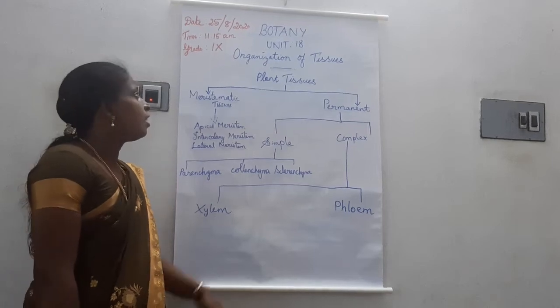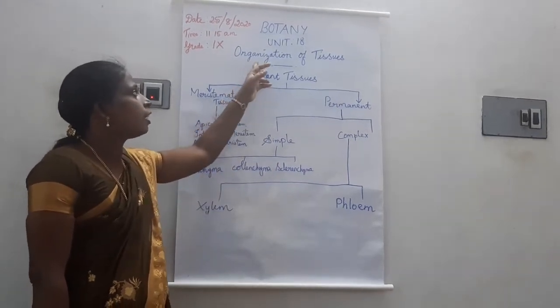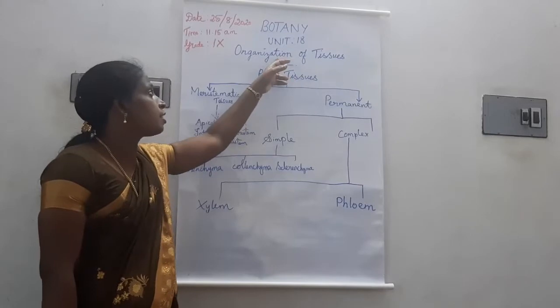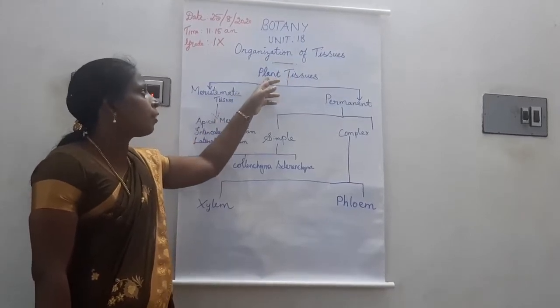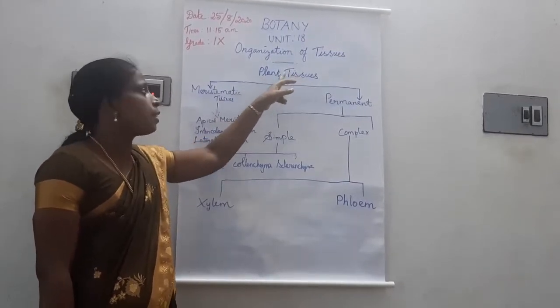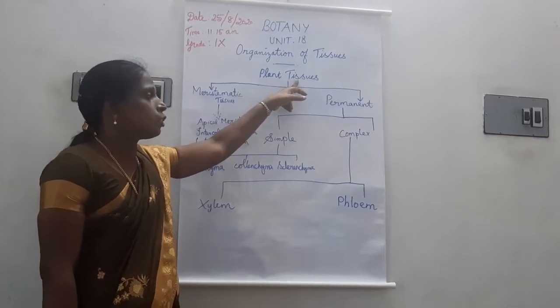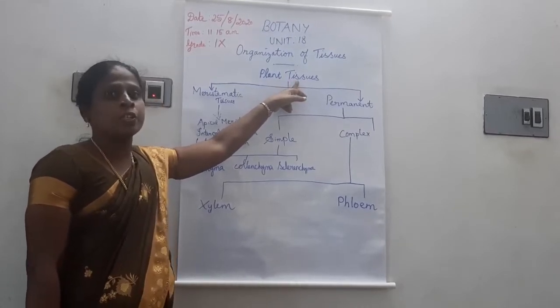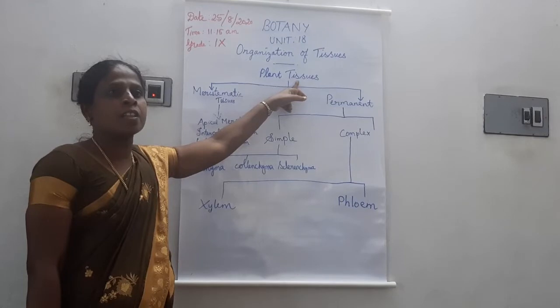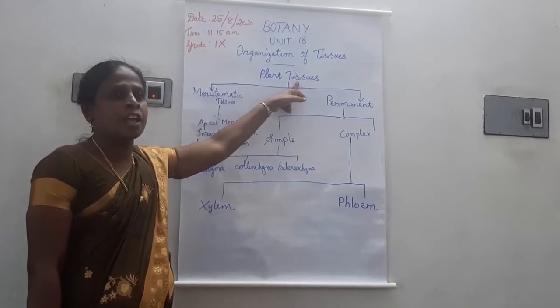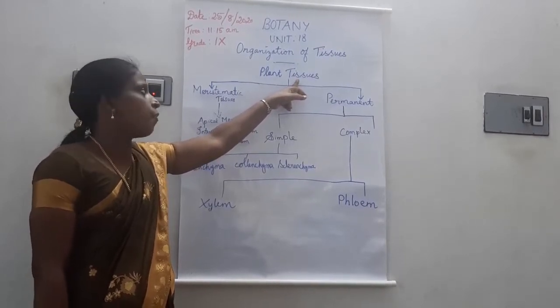Good morning students. Last week we have learned about organization of tissues. In this chapter we have learned about the different types of plant tissues. First you have learned what are tissues. Tissues are the group of cells that are positioned and designed to perform a particular function.